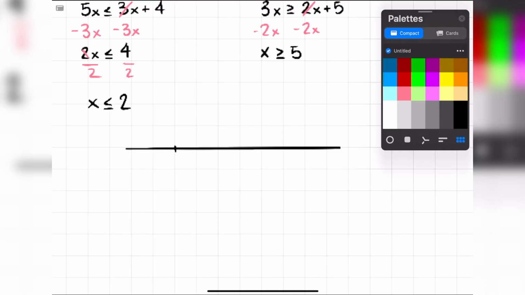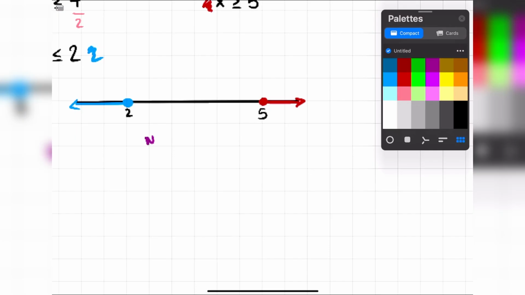So we'll put down 2, we'll put down 5, this one will be red, and this one over here will be blue. So for the blue one, x is less than or equal to 2. So over here, and then we fill in the circle. This is the blue one. For the red one, x is greater than or equal to 5, which is over here, and it's filled in. Problem here is that in order to satisfy both, there is no number that satisfies both. They don't exist. So for this one, the answer is simply no solution.